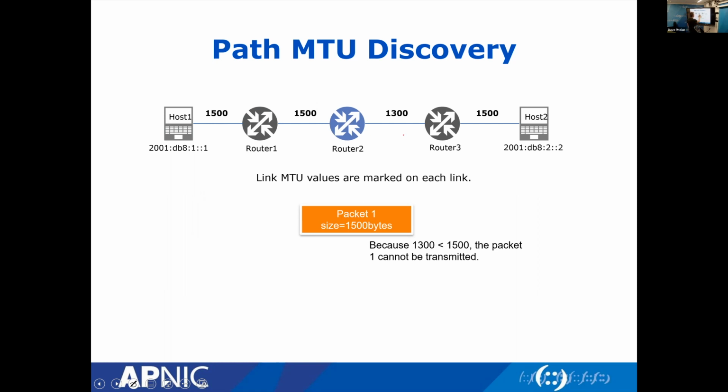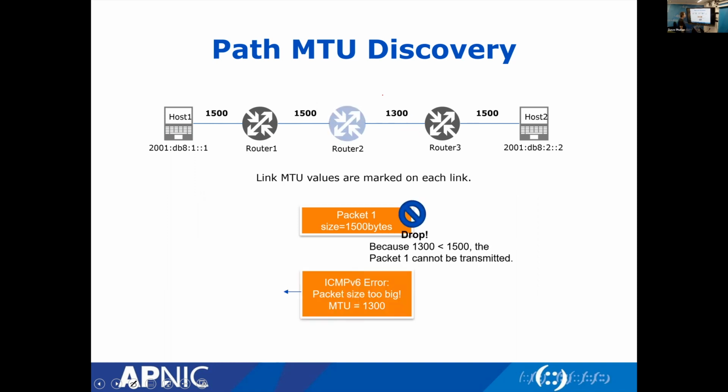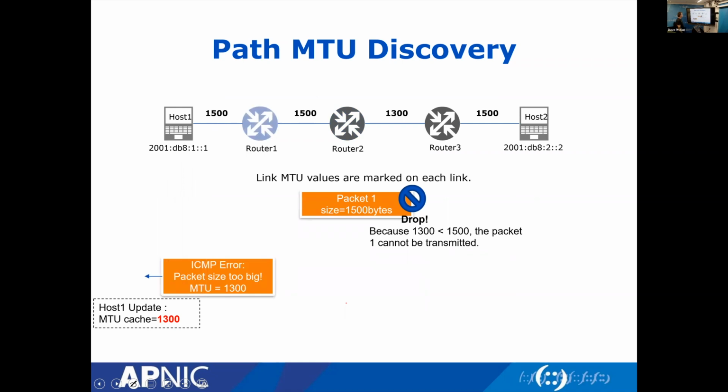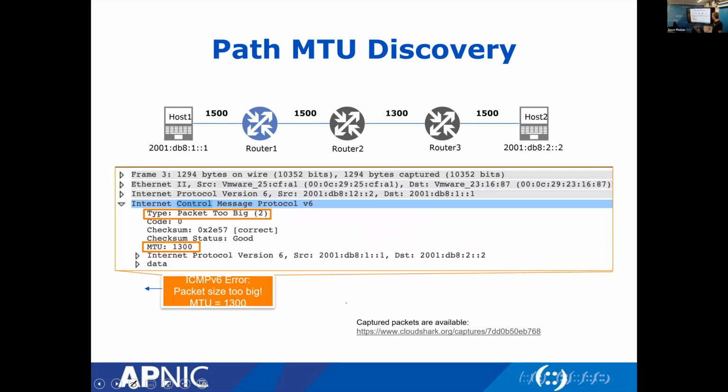But when router 2 goes to send it on, we have a little problem. We've lost 200 bytes there. So that packet can't be transmitted, so it will drop the packet. It will send that type 2 ICMP message saying packet too big, and here is the MTU I can use. It sends that back. Host 1 will then update its own MTU cache. Now it is just for that session. It will then resize the packet.